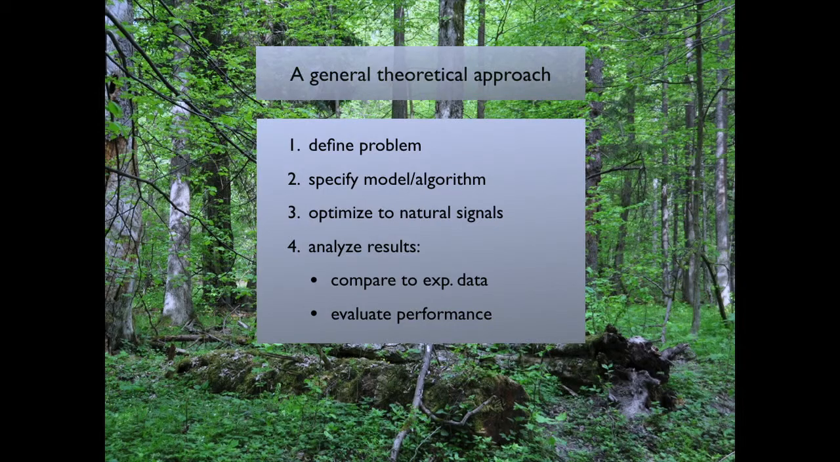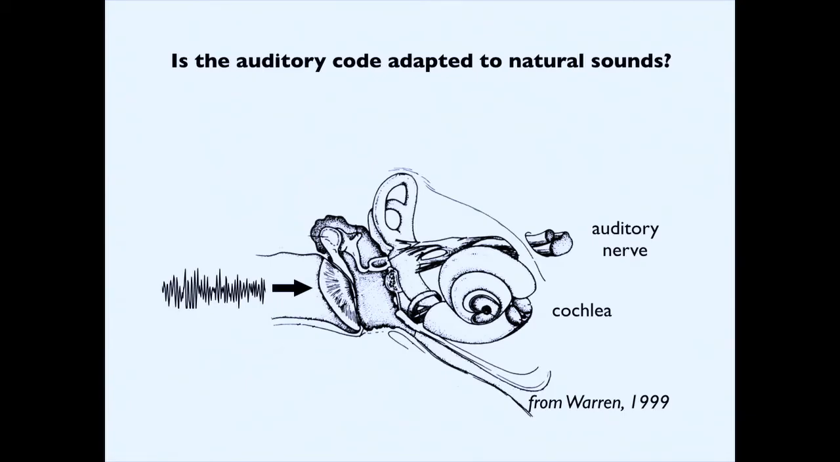And then all of this great theory might just be wrong because it doesn't match the experimental data. And so you have to repeat. You refine the model, you improve the algorithm, and so on. But what I want to focus on for the last part is the generality of the approach, that we can take these exact same ideas, the same theoretical approach, and apply them to a completely different system, which is the auditory system. So the question is: is the auditory system adapted to natural sounds?